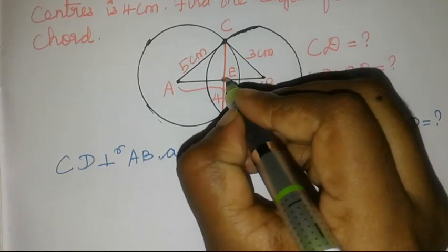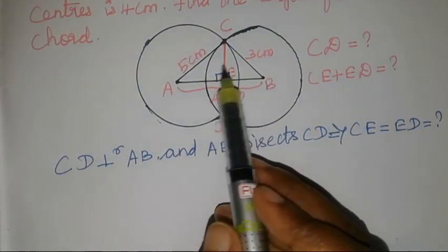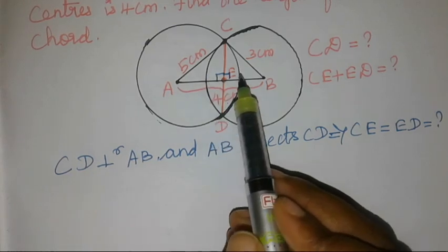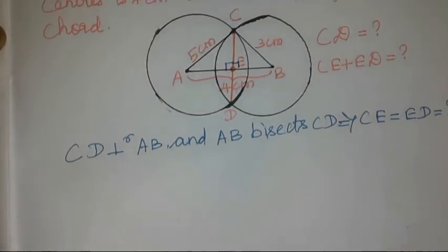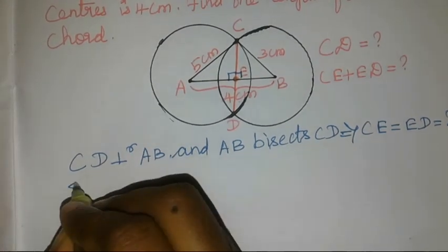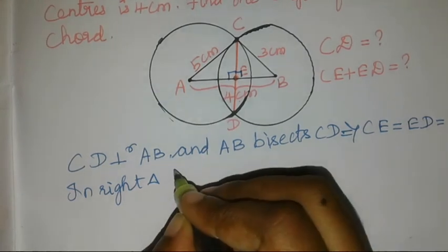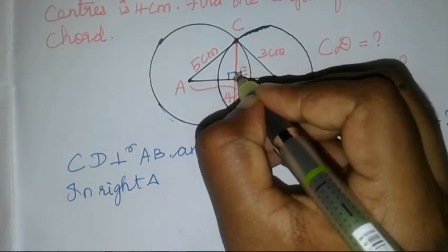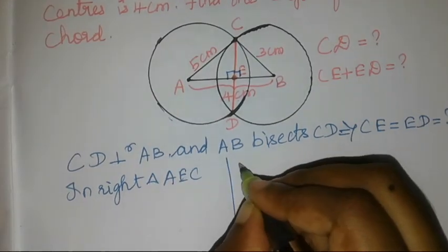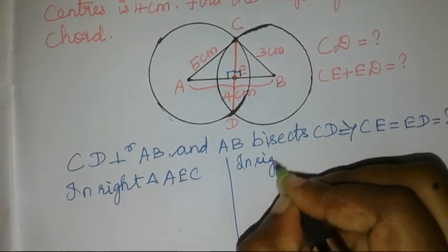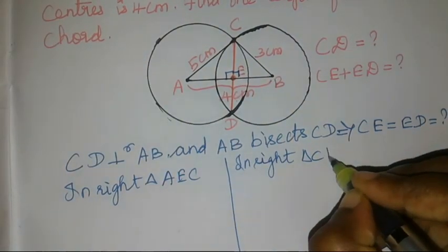Here it is perpendicular, so we get two right angled triangles. Here we can apply the Pythagoras theorem. So let us consider these two right angled triangles now. In right triangle AEC, and in right triangle CEB.